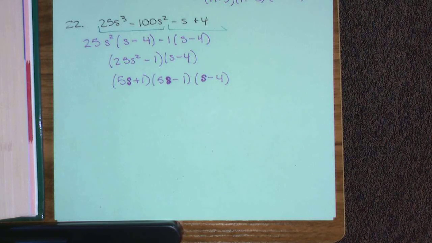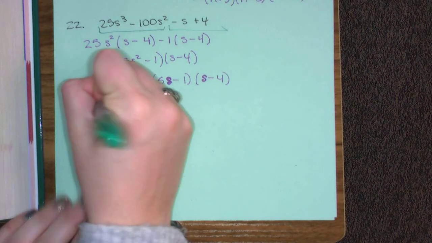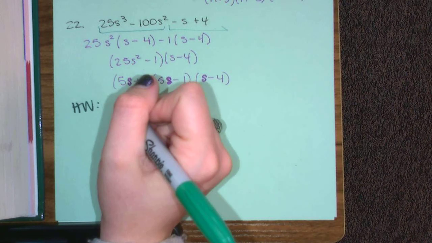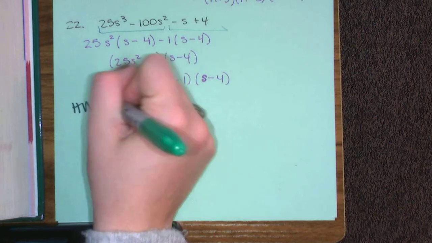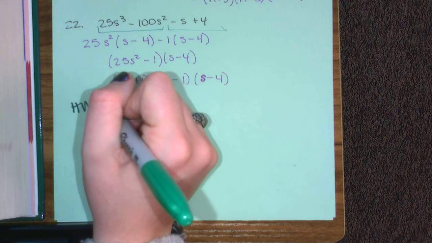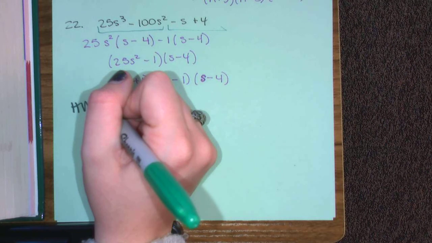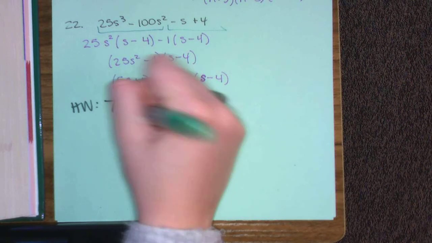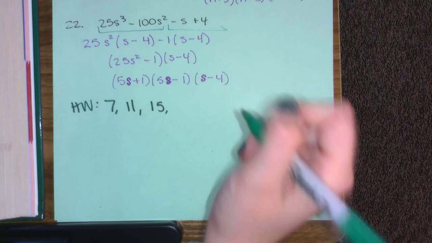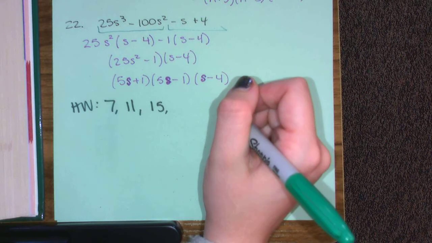Alright, any questions about any of this? Alright, let's see. Problems then. Seven, 11, 15, there's your 5, Lorelei, and 21.